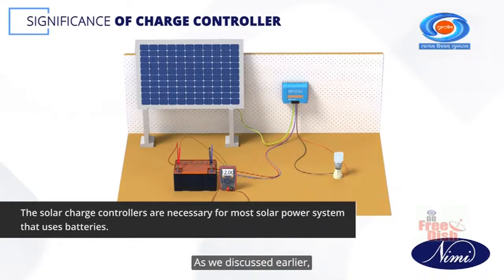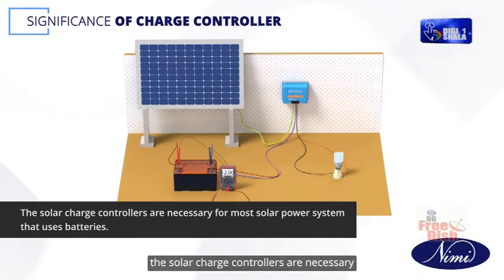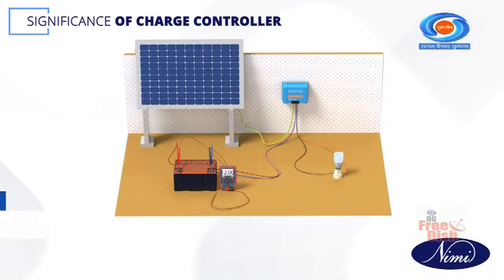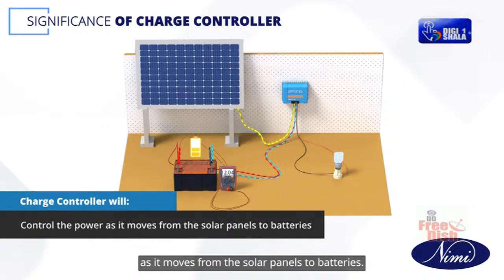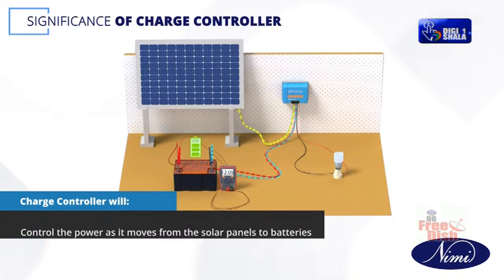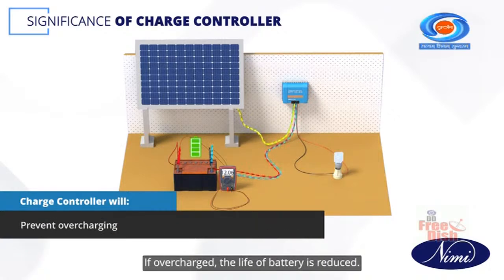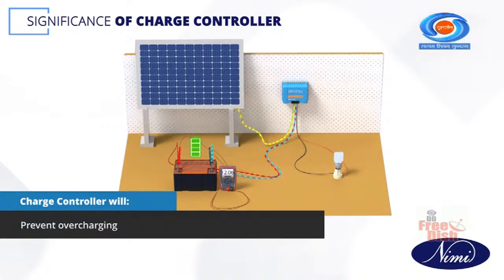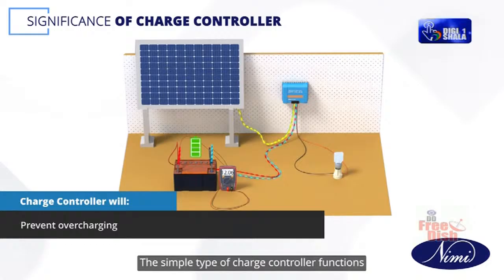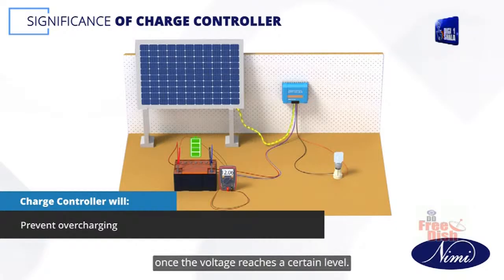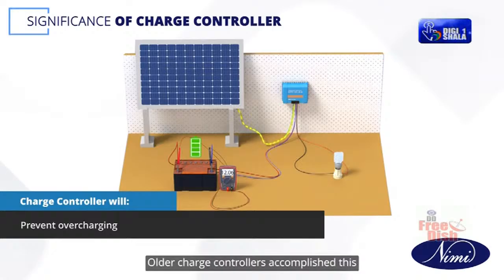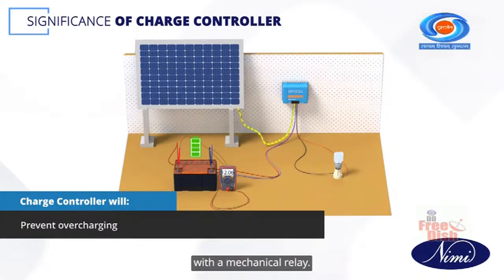As we discussed earlier, the solar charge controllers are necessary for most solar power systems that use batteries. The solar charge controller functions to control the power as it moves from the solar panels to batteries. If overcharged, the life of the battery is reduced. The simple type of charge controller functions to monitor the battery voltage and opens the circuit to stop the charging process once the voltage reaches a certain level. Older charge controllers accomplished this with a mechanical relay.